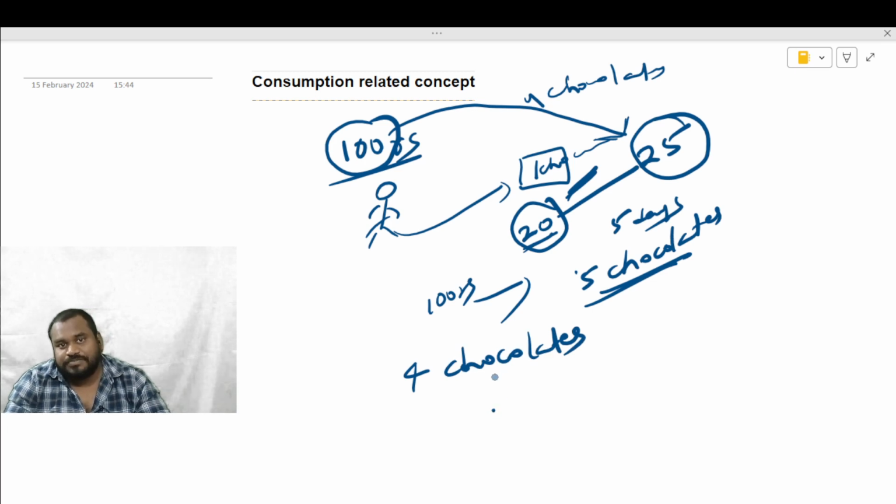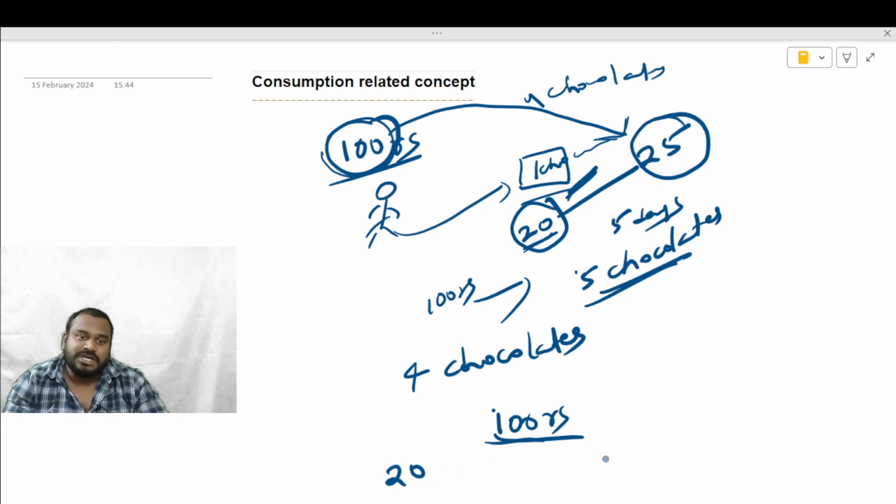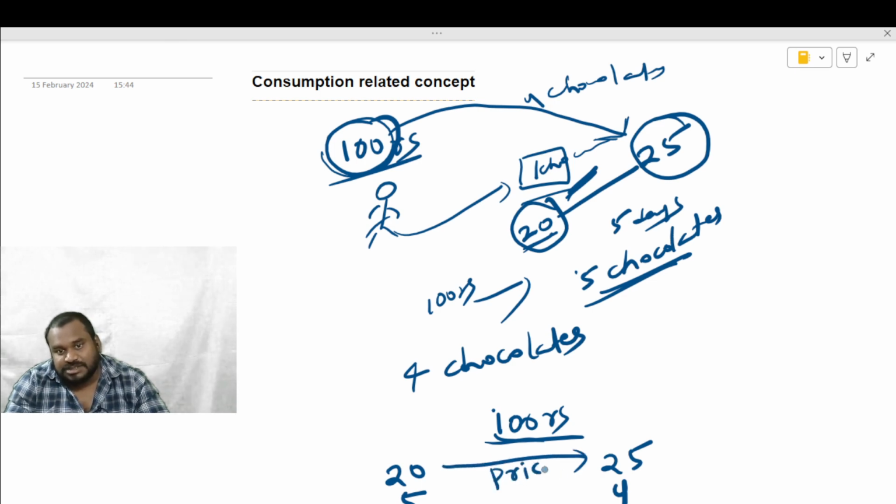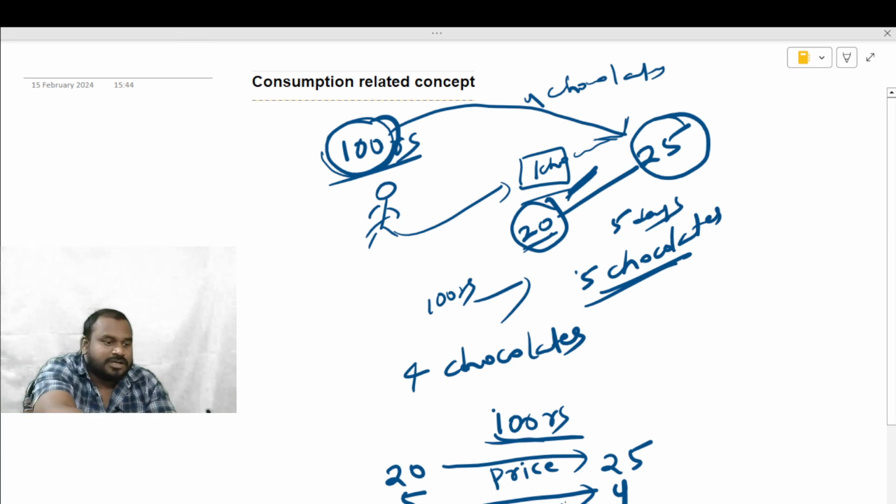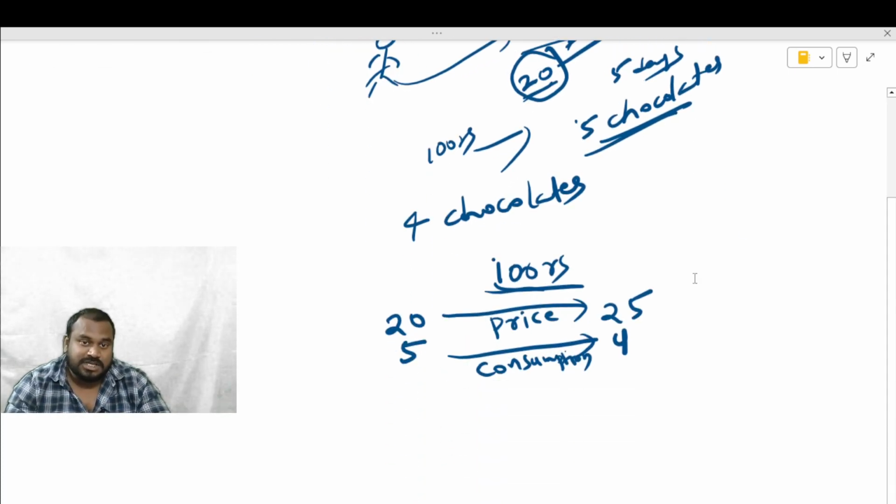Here, what is common? Common point. The shop is common, but we don't have to do anything with the shop. The budget is common. What is common? Budget. 100 rupees is common. 100 rupees not increased. Initially it was 20, now it became 25. He used to consume 5 chocolates before, now 4 chocolates only. What is increased? Price increased. What is decreased? Consumption is decreased. Price increased, consumption decreased.